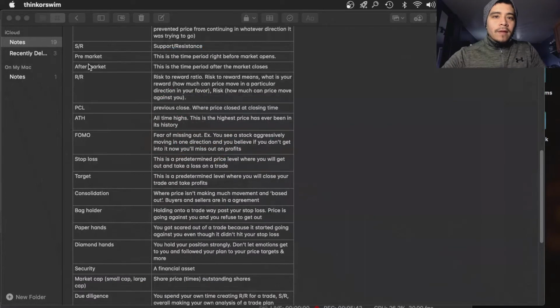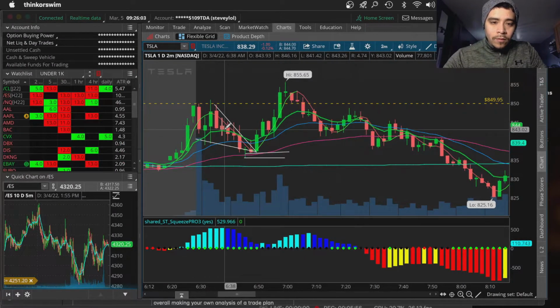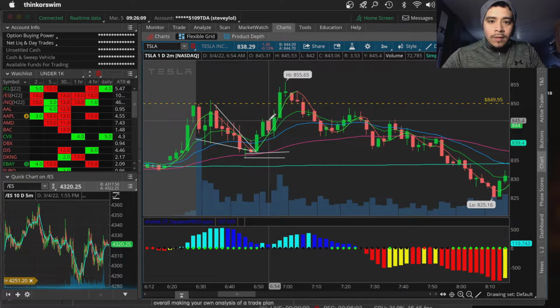I'll go in depth in another video, but let's move to PCO. Previous close, where price closed at the closing time. That can be in regards to the time frame you're on. So the previous close of this candlestick would have been, remember, red is top down.